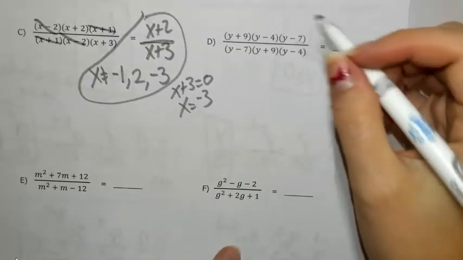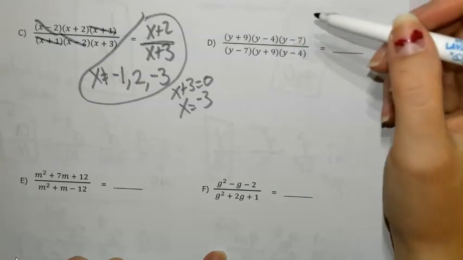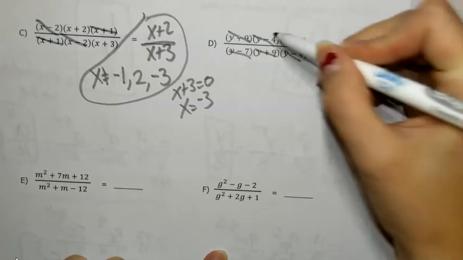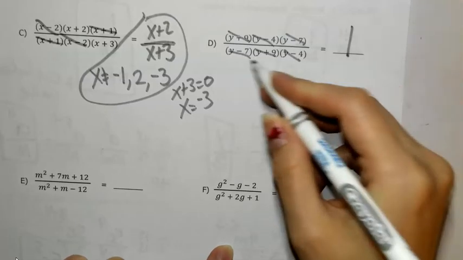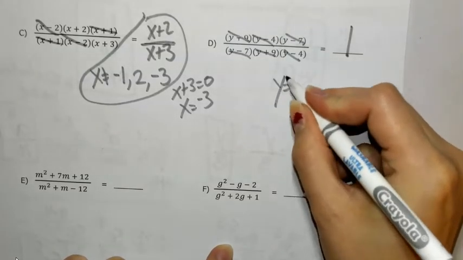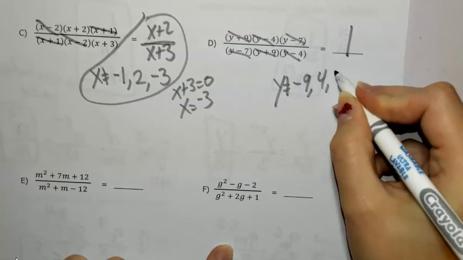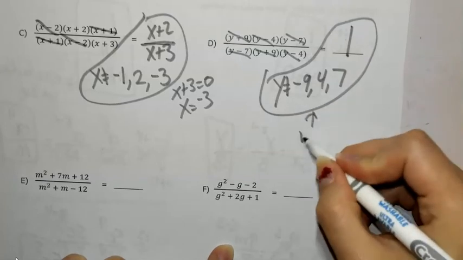Let's look at 2D. What cancels on this one? Everything? Okay, let's see. That cancels, everything cancels. So what does that mean the answer is going to be? 1. And you have 3 excluded values. Y cannot equal -9, 4, or 7. And those are all wholes.